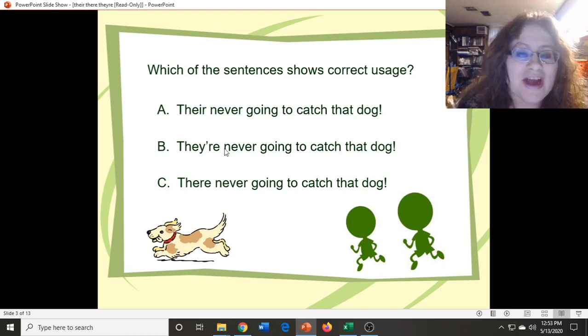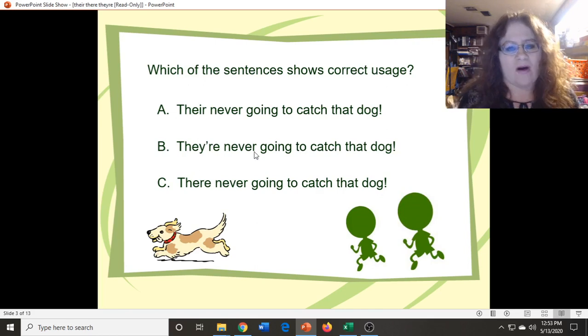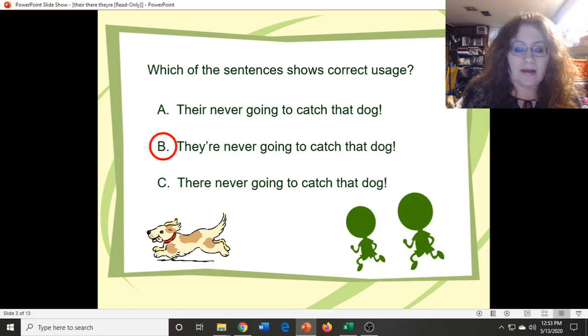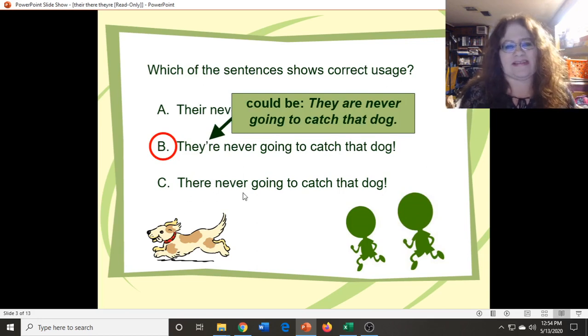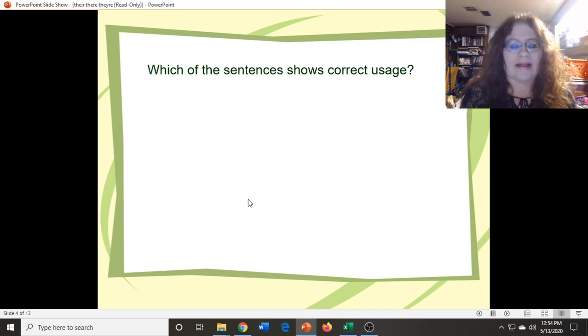They're never going to catch that dog. This is a contraction. So to make sure this one's right, you change it to they are and say the sentence again. They are never going to catch that dog. Is that right? Yes, it is. The contraction is correct because you can say they are never going to catch that dog. And obviously C is incorrect as well. All right, look at the next example.